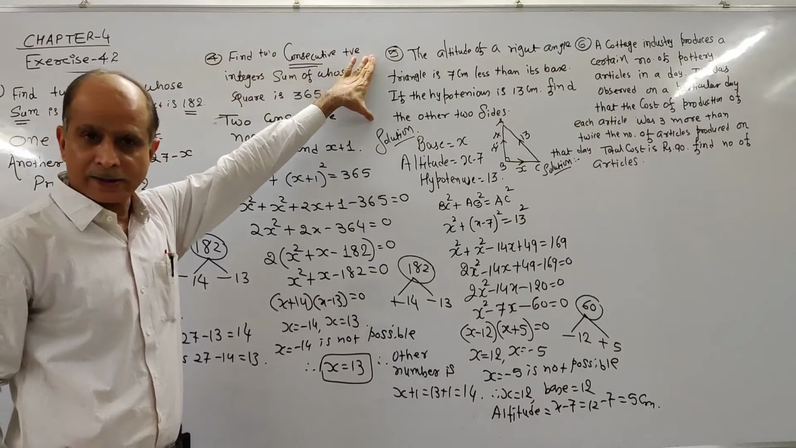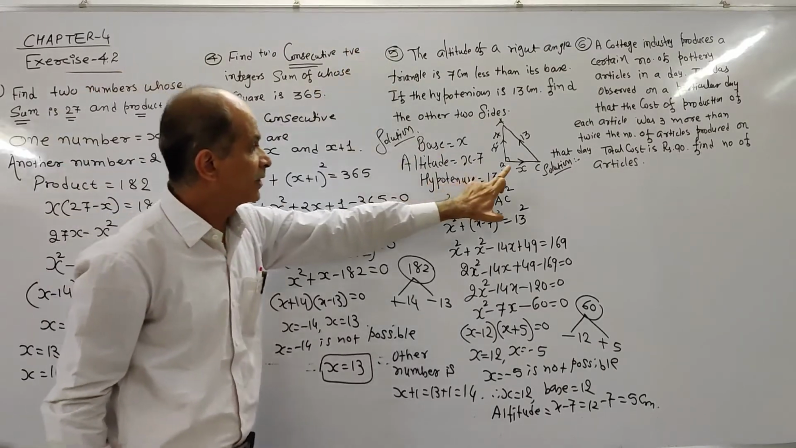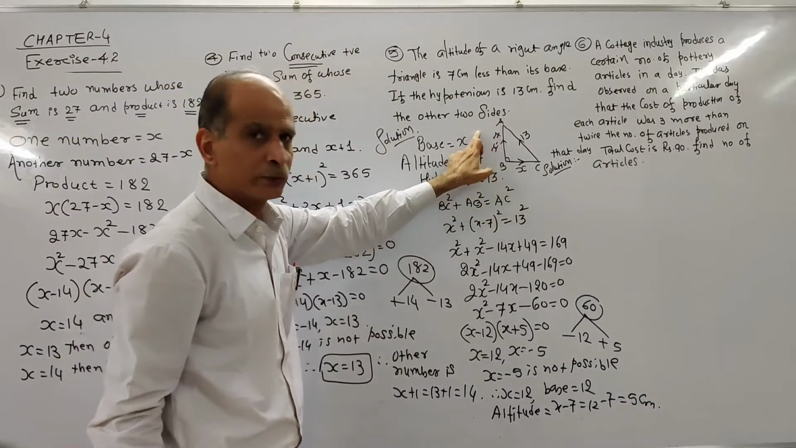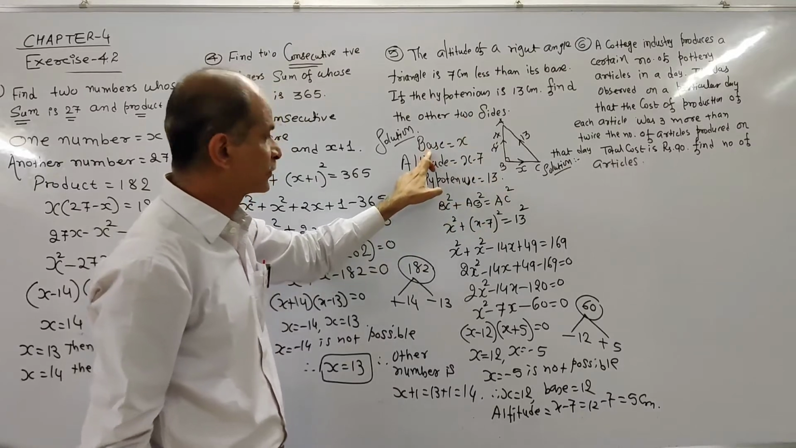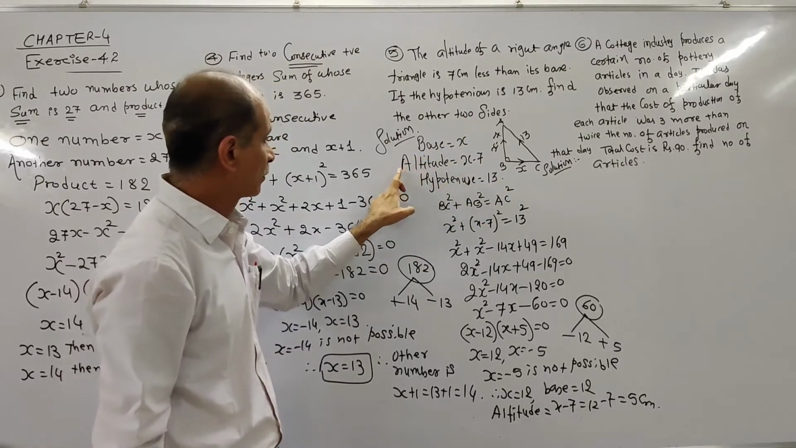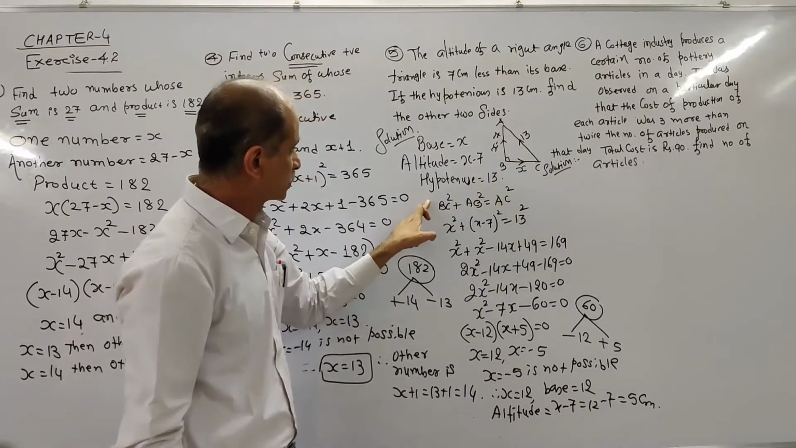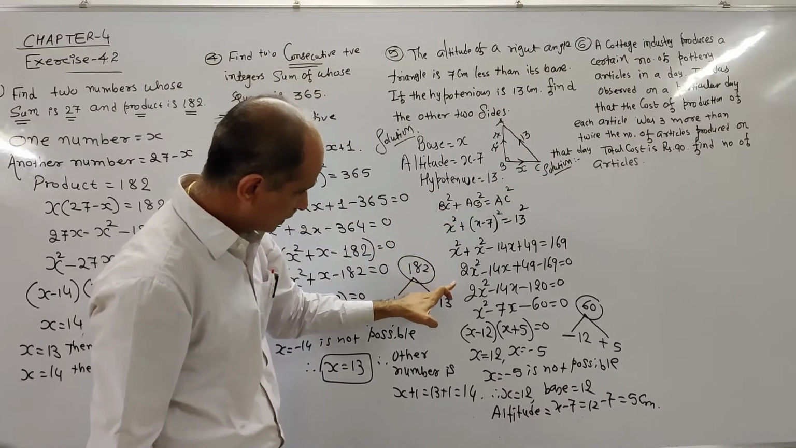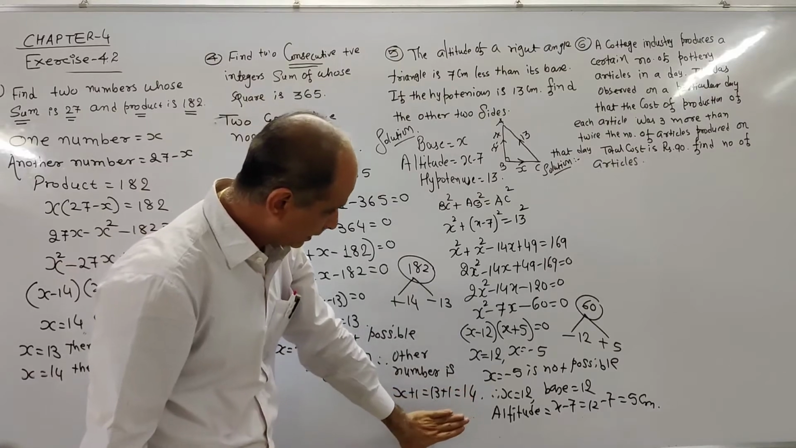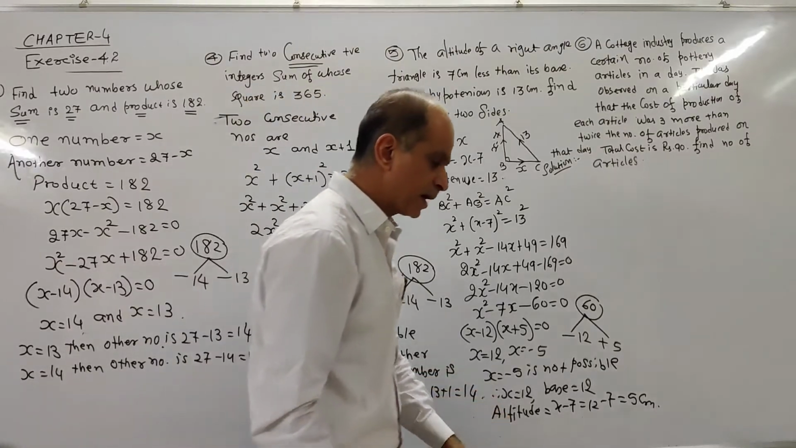So here a right angle triangle is given to you. The relation between base and altitude is given to you. From this relation, assume base, find out altitude. Already hypotenuse is given to you. Use the Pythagoras principle and solve this example. So you will get the value of altitude as well as base.